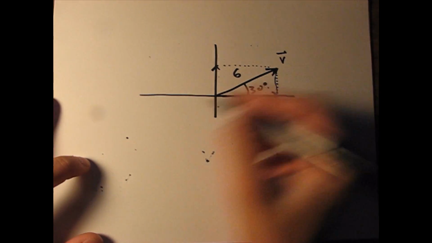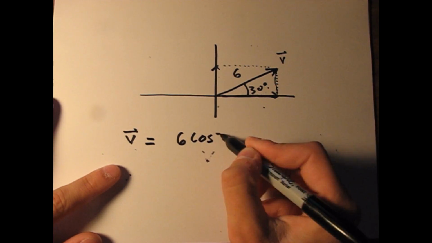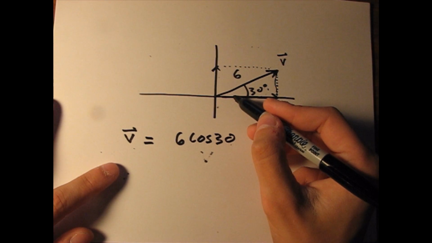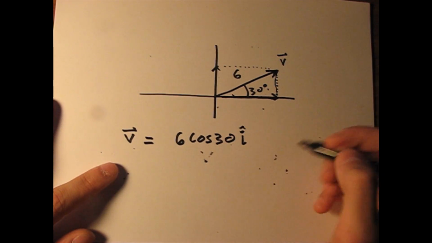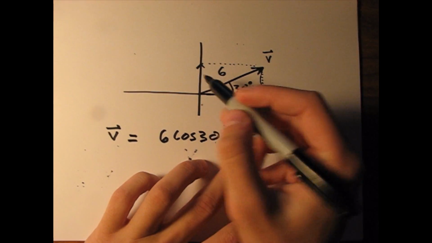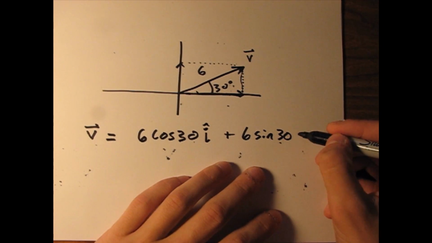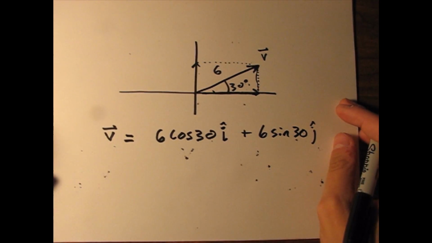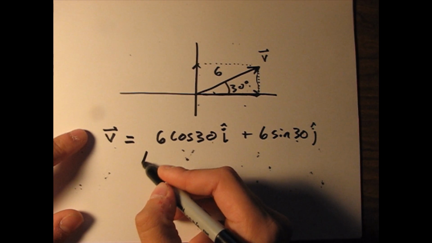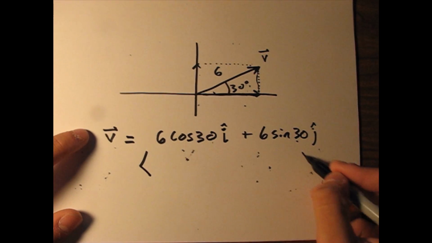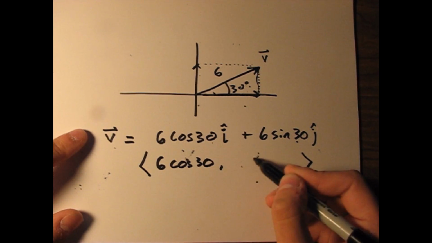So vector v here is equal to 6 cosine 30 as a multiple of the unit vector in the x direction, we call that i hat or whatever. And then plus 6 sine 30 for the vertical direction, and the unit vector in the vertical direction is j. I don't like to work with these i's and j's, even though most people do. I like to put vectors in these kind of square parentheses like this, and just write them like that. That's how I work better.